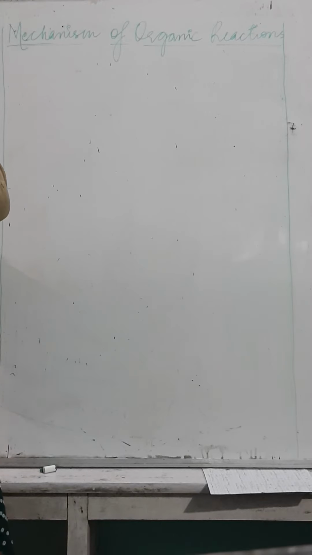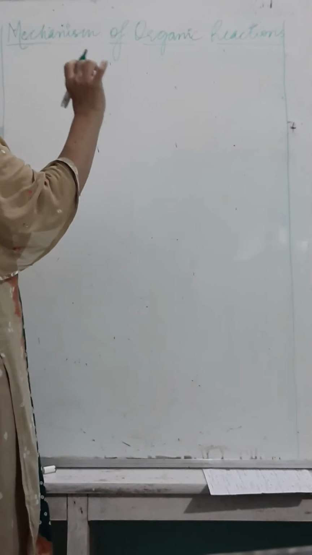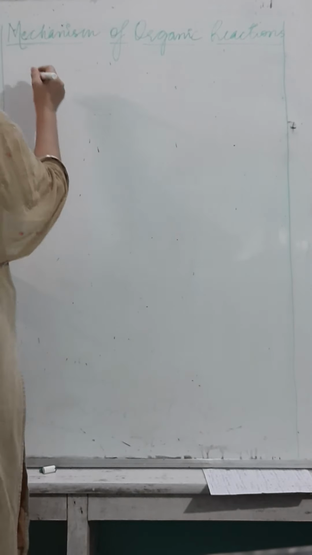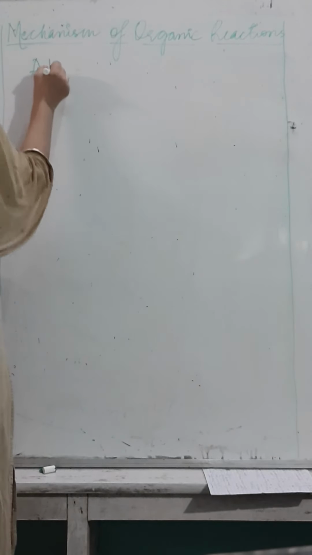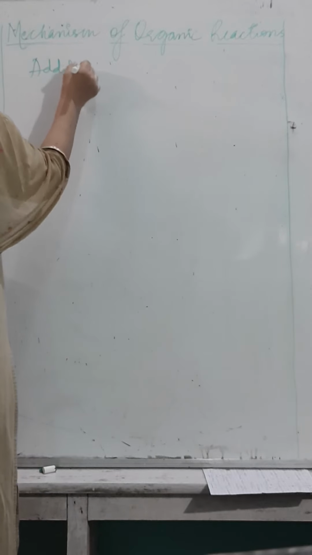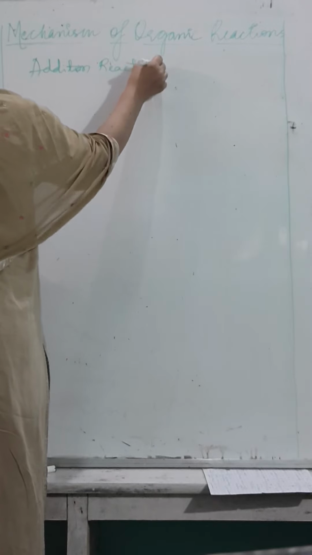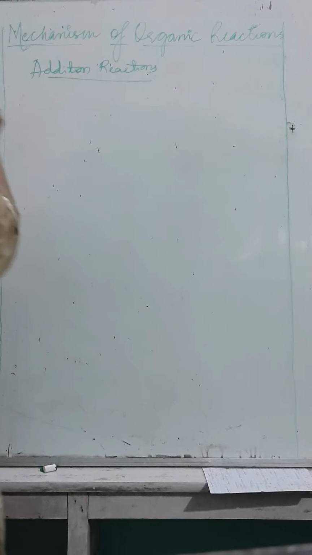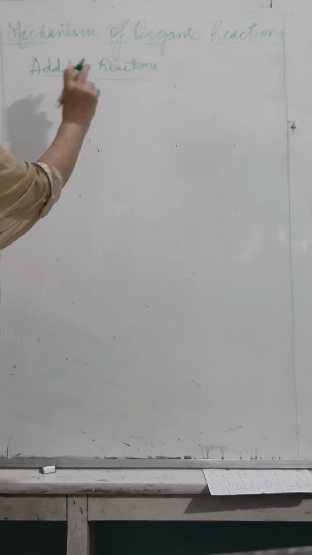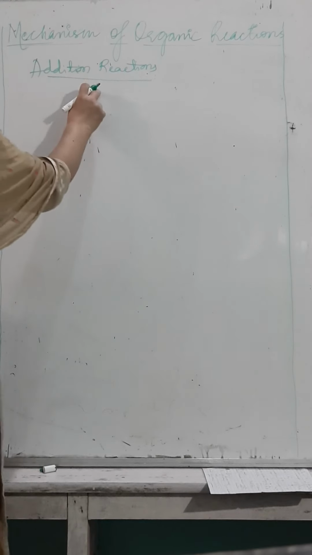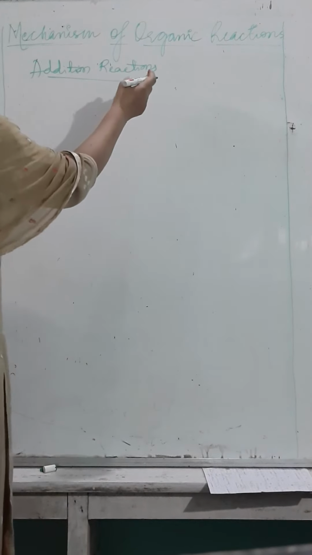In previous videos, we have discussed the mechanism involved in substitution reactions. Now let us see how the mechanism will involve addition reactions. Do you remember, children? Addition reaction is where a carbon-carbon multiple bond or carbon-oxygen multiple bond is converted into a single bond. Here also, addition may take place by an electrophile or by a nucleophile.